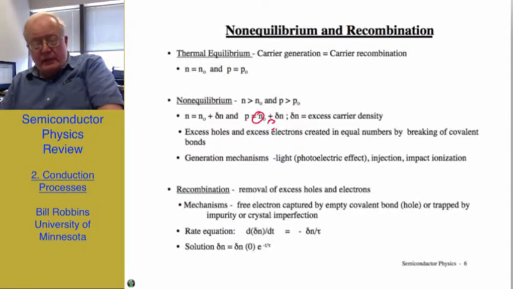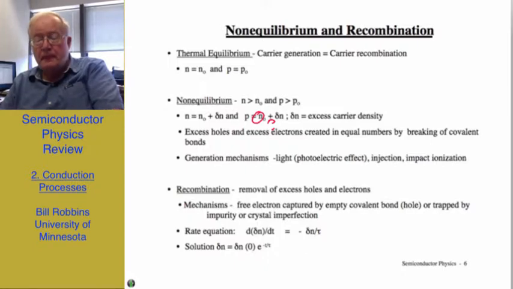If we do have excess carriers and we have a steady state generation rate, it will ultimately limit itself, and so we will have excess carrier densities that become constant independent of time because they'll be balanced by recombination. If we then turn off the generation rate, say at t equals 0, we're going to have a faster recombination rate than a generation rate, and the excess carriers will disappear.